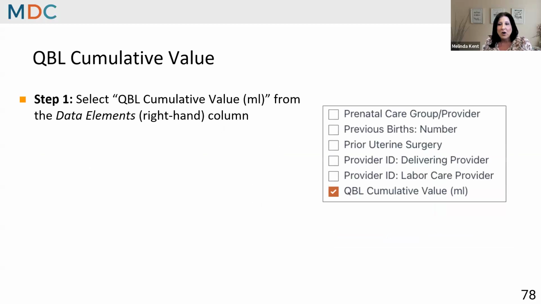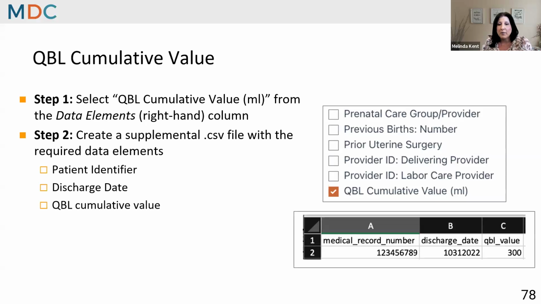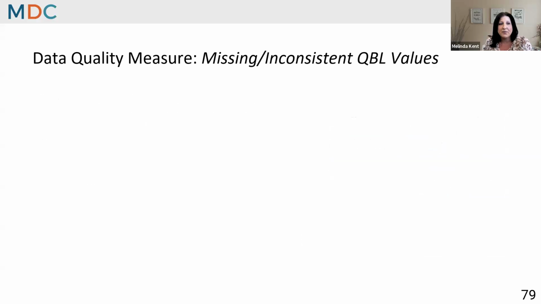So step 1, if you wanted to create this file, you would go in and select QBL cumulative value from the data elements right-hand column. And then you would create your supplemental.csv file with the required data elements. Those data elements are the patient identifier, the discharge date, and then the QBL cumulative value. And you can see we have that picture there.